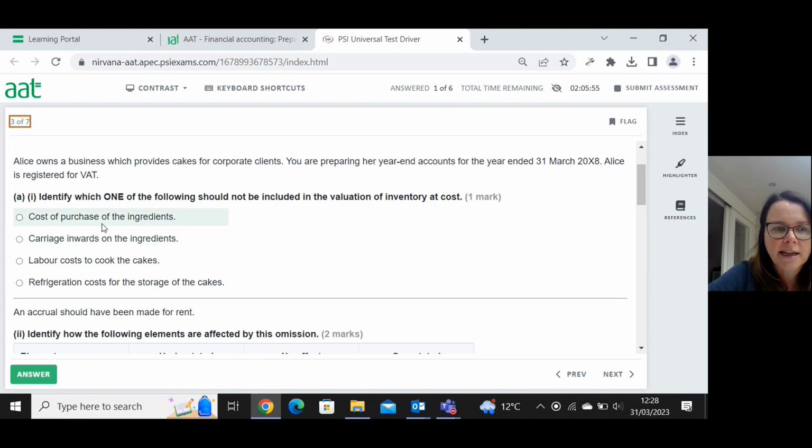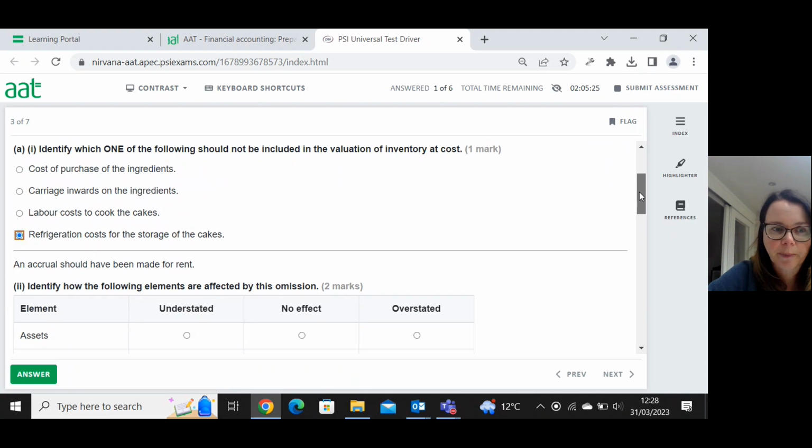Right, so buying in the ingredients, definitely part of the cost. Carriage inwards on the ingredients. So the cost of getting your raw materials to you is part of the cost. So that's not the answer. The labour costs to cook the cakes, that's also part of the cost of making them. But the refrigeration cost for their storage is not part of their cost. So that would be the answer.